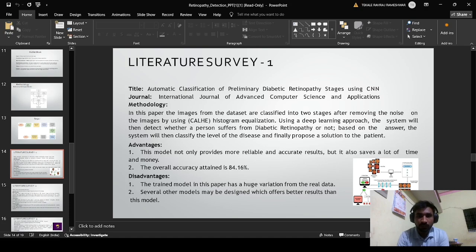Based on the answer, the system will classify the level of disease and finally propose a solution to the patient. The advantage of this paper is that the model provides not only more reliable and accurate results, but also saves a lot of time and money. The overall accuracy is 84.16. The disadvantage of the paper is that the trained model has a variation from the real data. Several other models may be designed which offer better results than this model.